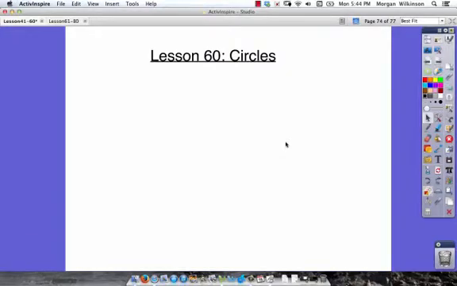Lesson 60 today is all about circles. And when we work with circles, we've got to be comfortable with using our compass. Now we've got a compass tool on our toolbar over here. And our compass, of course, looks like this.